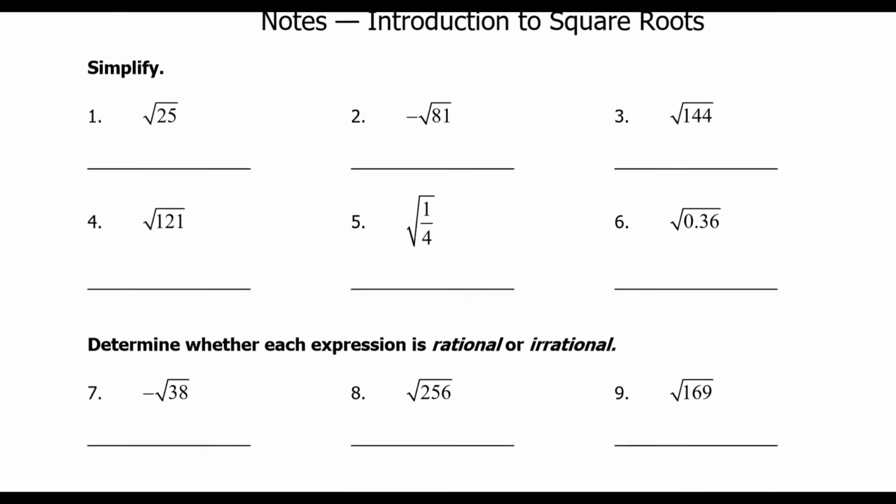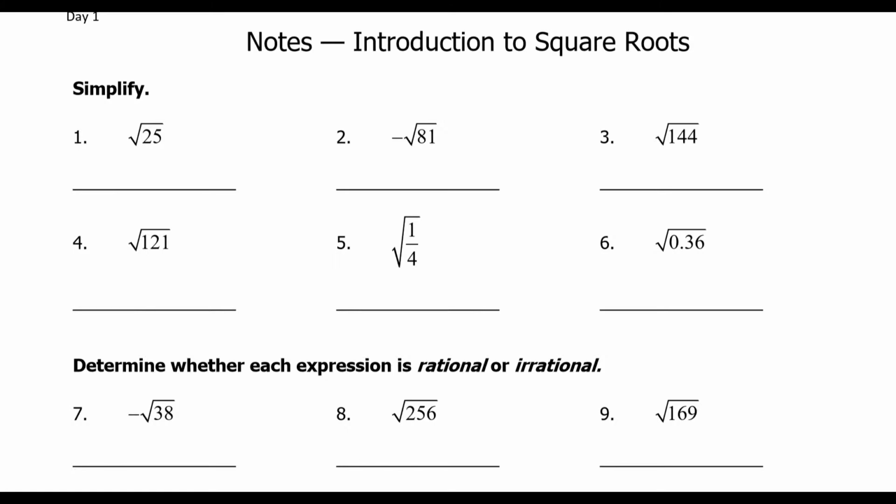Okay? So, this first section is very simple. All that we got to do is take the square roots of these numbers. So square root of 25, as we know, is 5. The negative square root of 81, rather, is negative 9. Square root of 144 is 12, and the square root of 121 is, and always will be, 11.